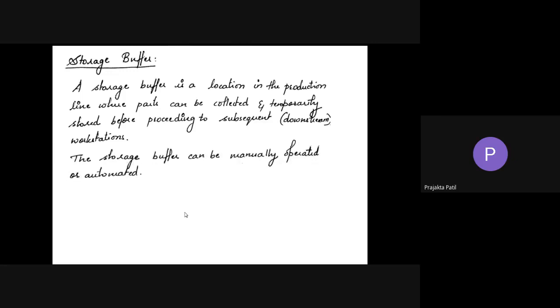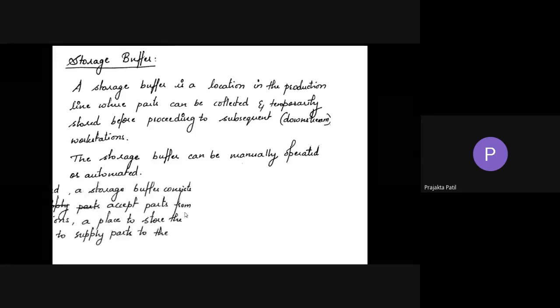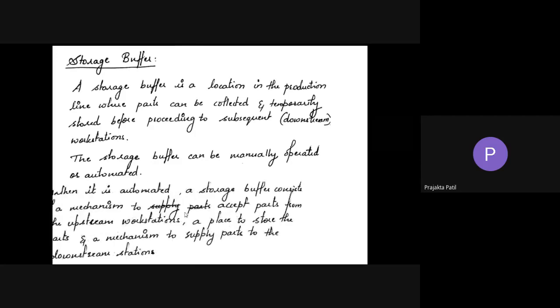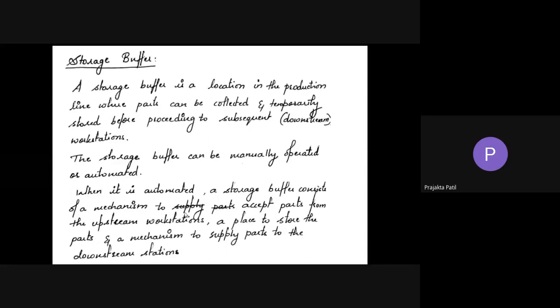So the storage buffer can be manually operated or it may be automated. The buffer storages which are there in between the workstations can either be manually operated or you can automate them. When it is automated, a storage buffer consists of a mechanism to accept the parts from the upstream workstation, a place to store the parts, and a mechanism to supply the parts to the downstream station. I hope it is clear what an upstream workstation and a downstream workstation are.